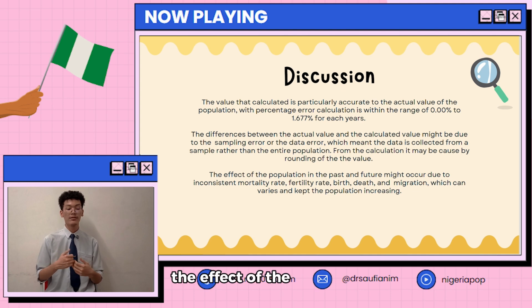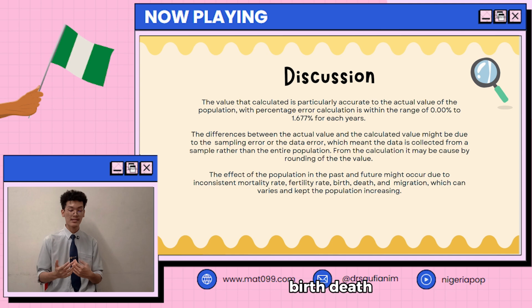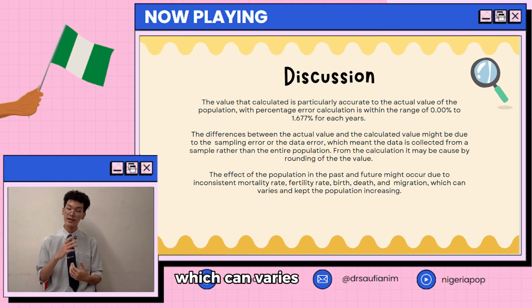The effect of the population in the past and future might occur due to inconsistent mortality rate, fertility rate, birth, death, and migration, which can vary and keep the population increasing.